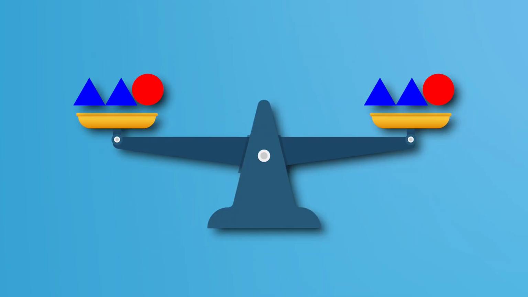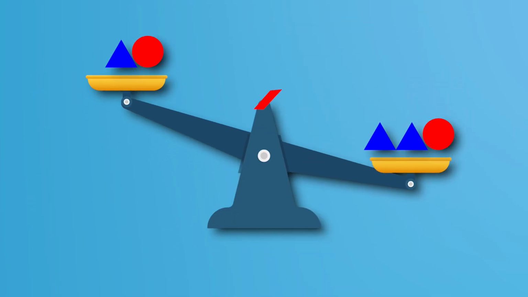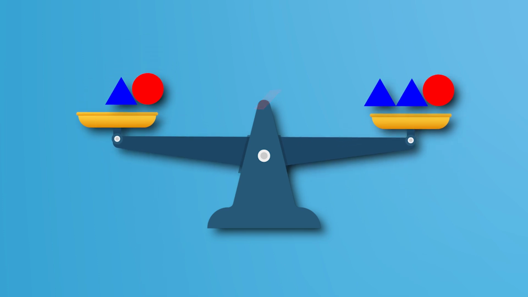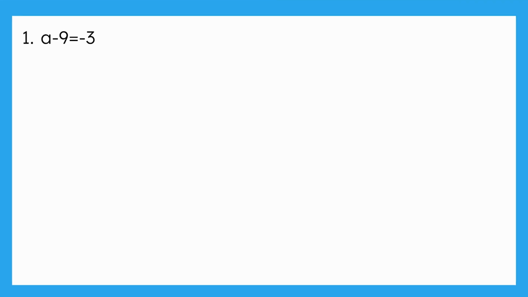Just like this scale here. If I take away a blue triangle from the left, it unbalances the scale. But if I take away a blue triangle from both sides, they stay balanced and equivalent. With this in mind, let's take another look at that first equation. A minus 9 equals negative 3.